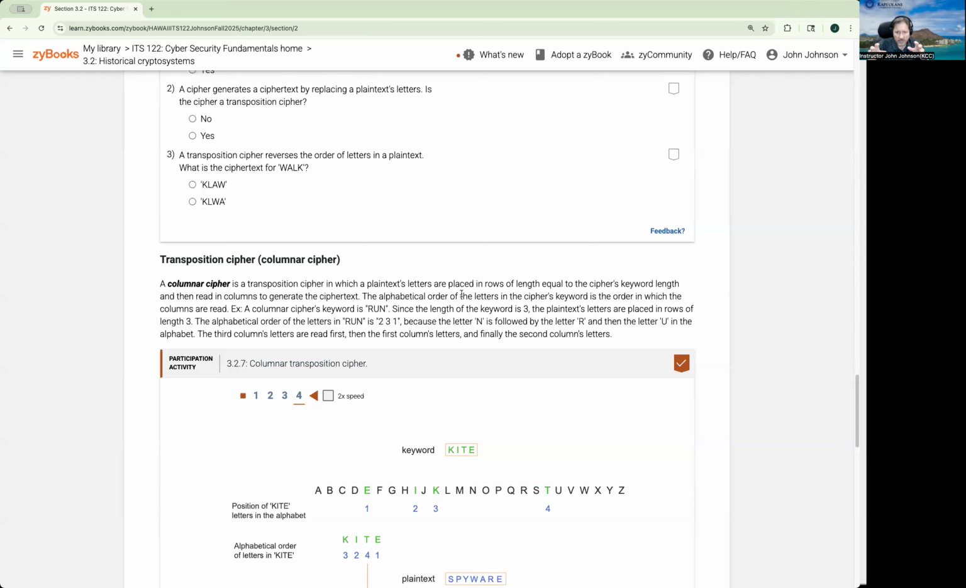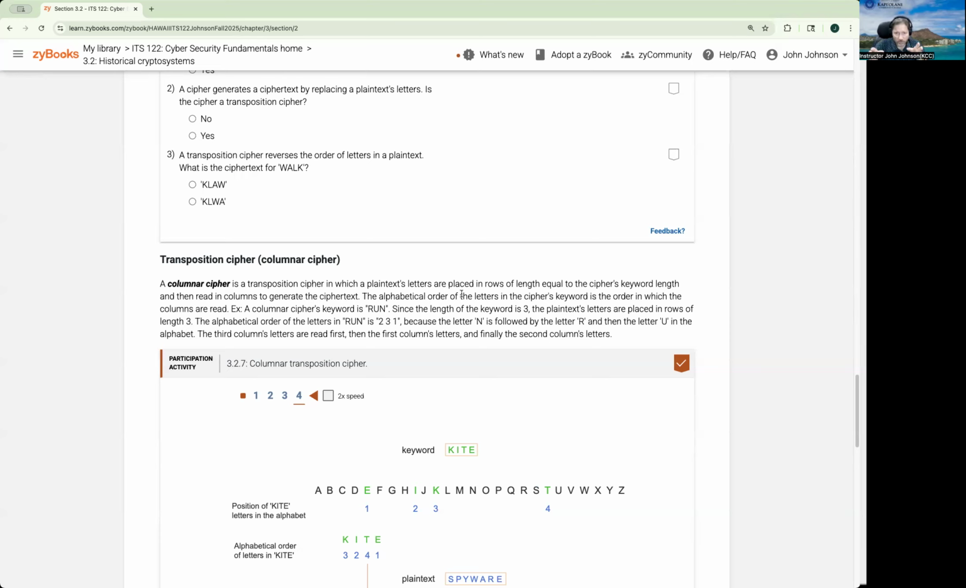So we're going to set this thing up. We're going to take the plain text letters placed in rows of length equal to the cipher's keyword length, and then read in columns to generate the ciphertext. The alphabetical order of the letters in the cipher's keyword is the order in which the columns are read. Okay, so the example they use here is if your keyword is RUN, R-U-N. Since the length of the keyword is 3, the plain text letters are placed in rows of length 3.